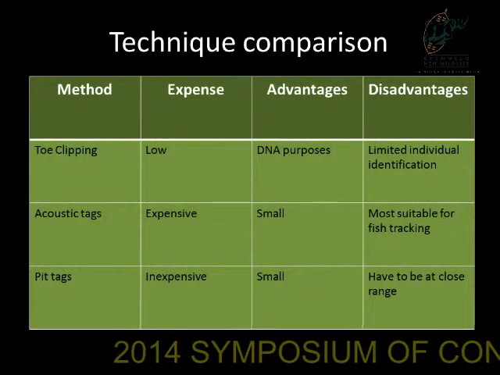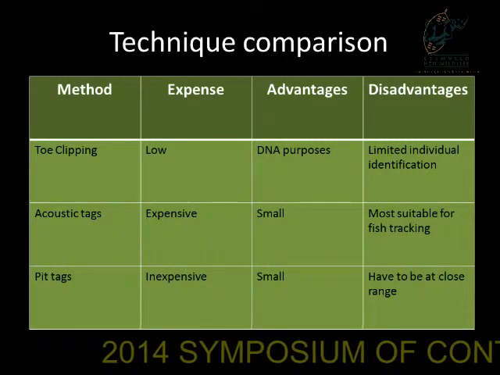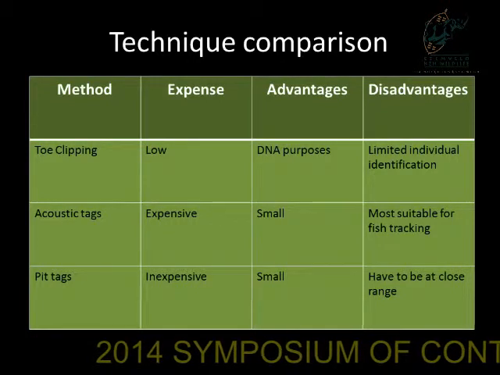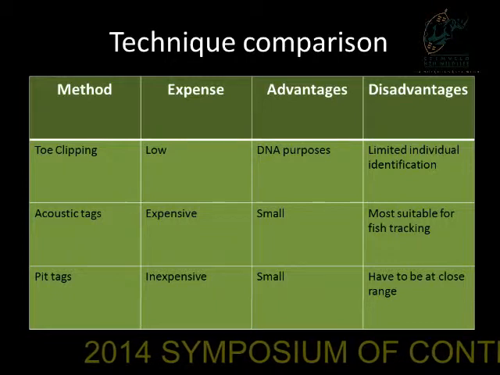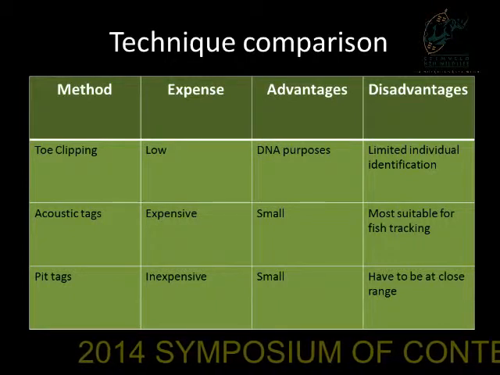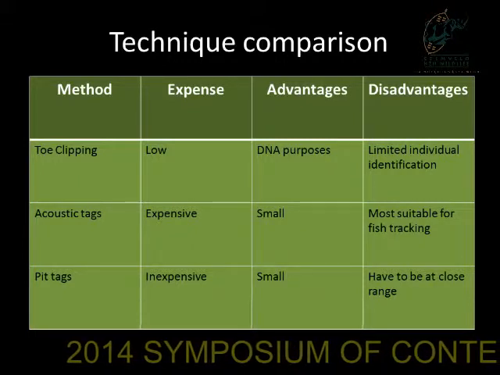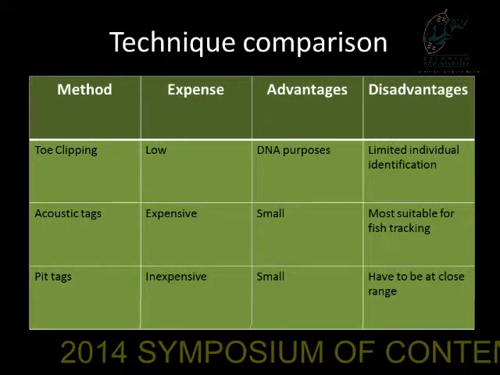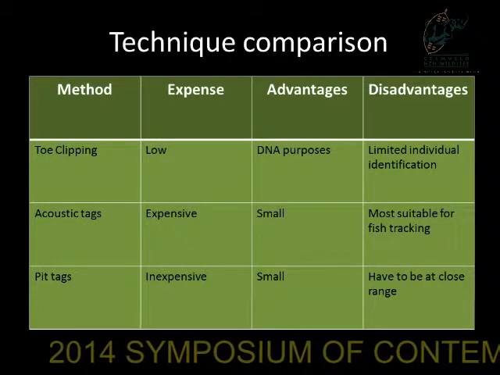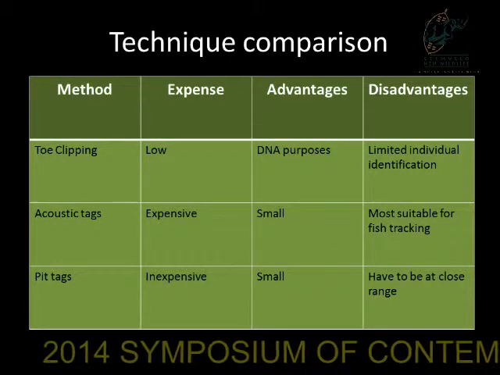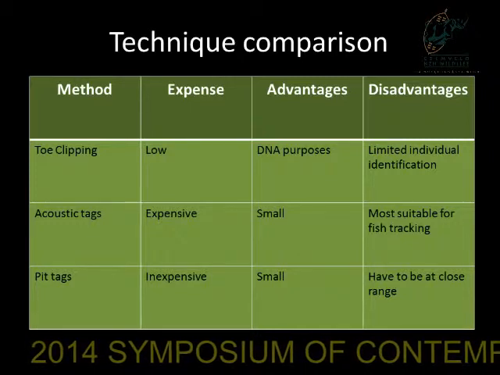So if we compare these techniques by means of expenses, advantages and disadvantages: toe clipping expense is very low. It is good for DNA purposes, but the disadvantage is it only gives us a limited individual identification system. When we look at acoustic tags, it is a very expensive technique. You get a tag that is small enough to be used on amphibians, but it is most suitable for 3D fish tracking. And when we look at pit tags, it is an inexpensive technique. The tag is small enough for an amphibian, and the disadvantage is you have to be at close range to monitor the amphibian. You can't sit in a house a kilometer away wanting to monitor a specific frog.